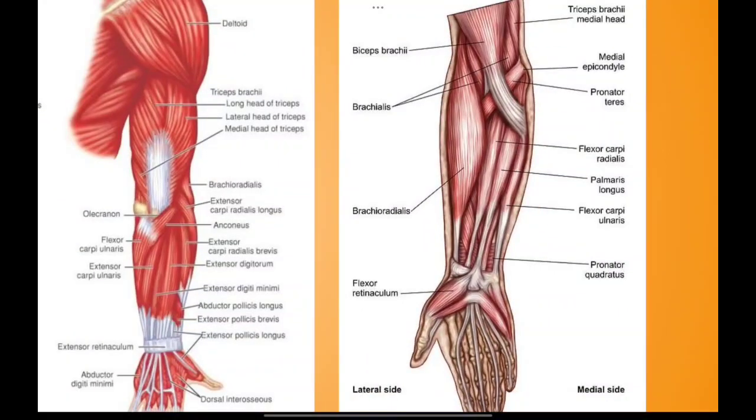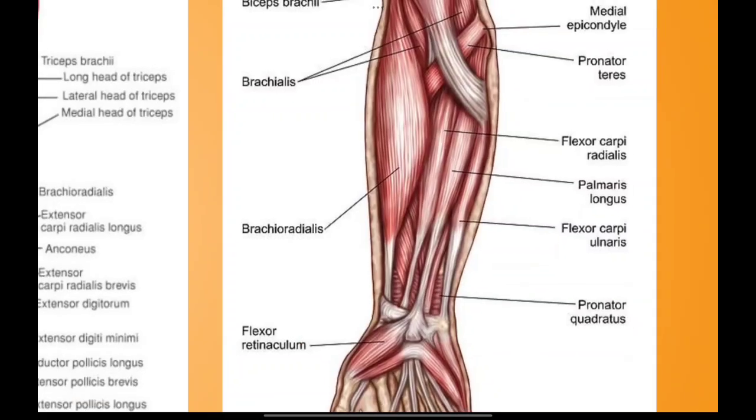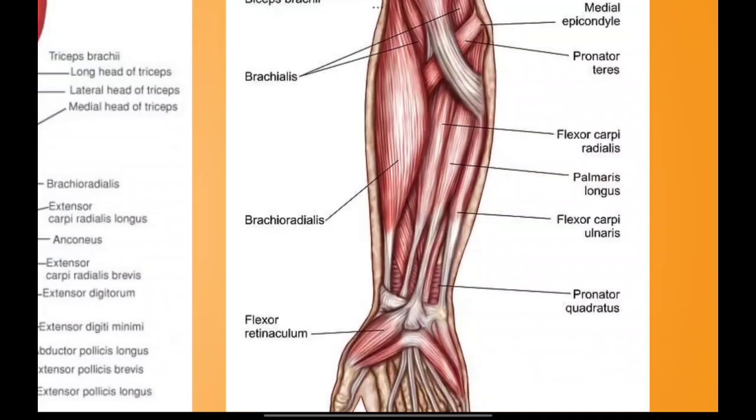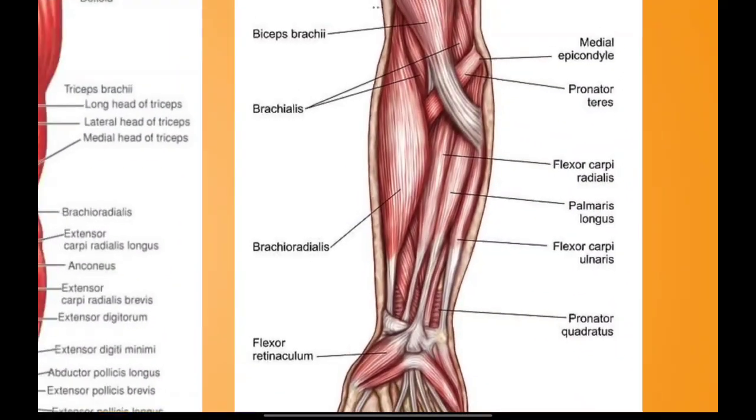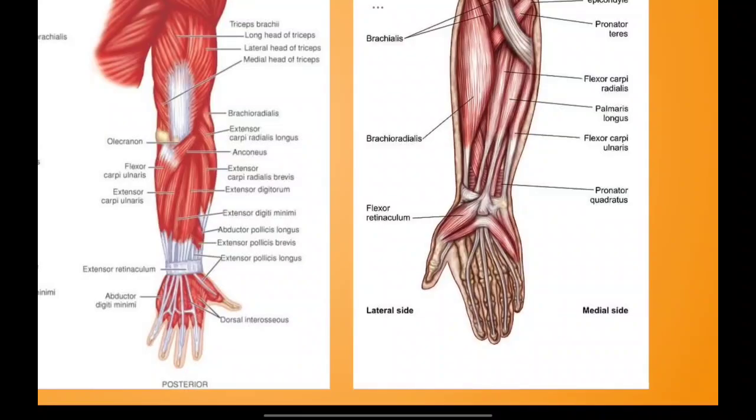So forearm has flexor carpi radialis or ulnaris, which helps in the wrist movement, and extensor carpi radialis or ulnaris helps in the extension of the wrist. So all the muscles are present at the forearm region. Then moving to the next is flexor digitorum, which helps in the movement of the digits. You can see it here.